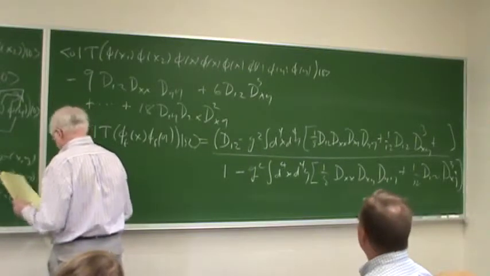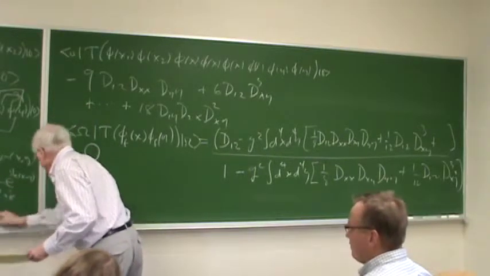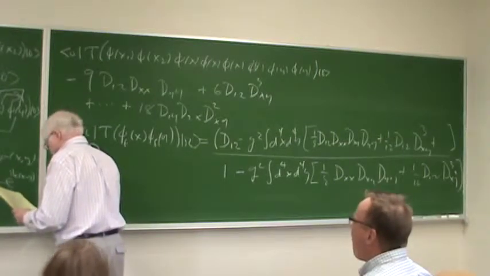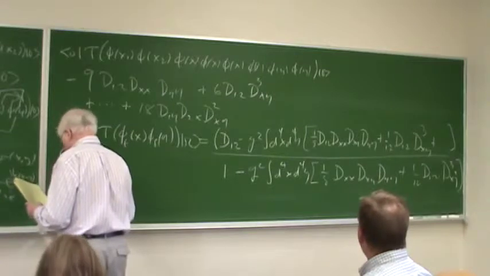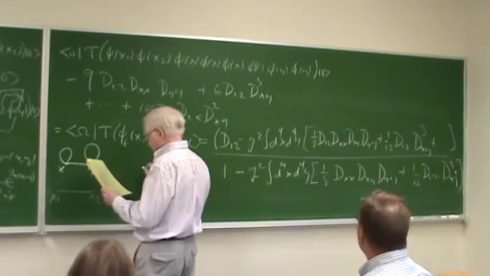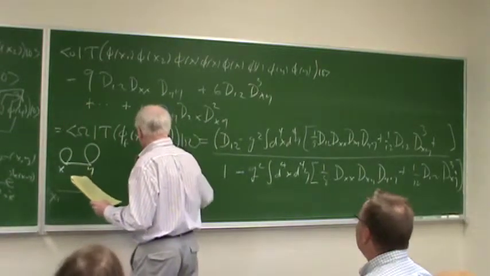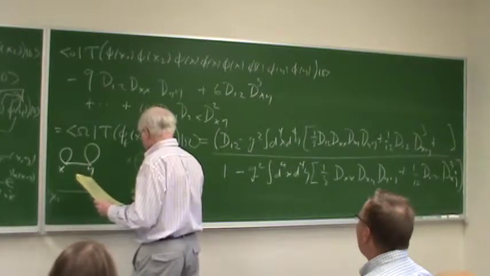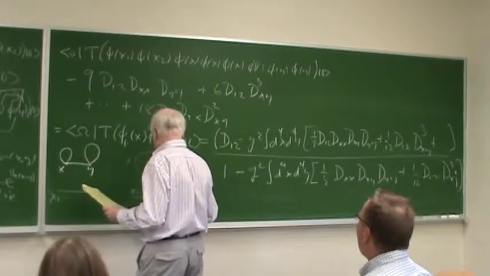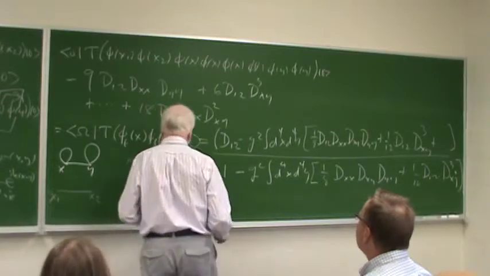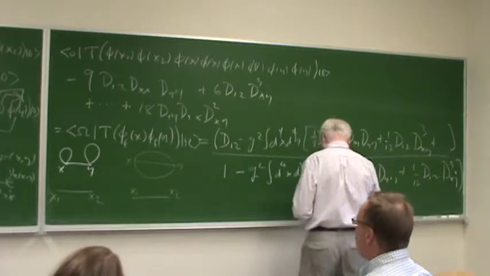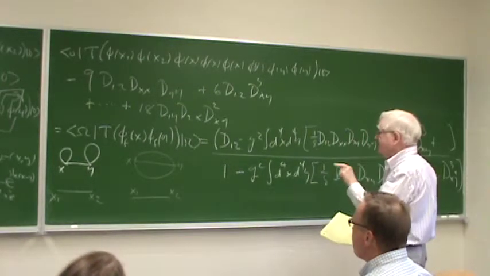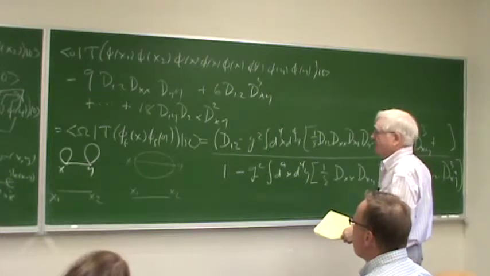XY, X1, X2, and the second one is XY, X1, X2. And these new diagrams cancel.